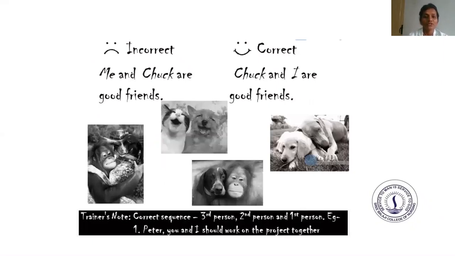Me and Chuck are good friends. This is wrong. Chuck and I are good friends is correct. Third person, second person, and first person. Example, Peter, you, and I should work on the project together. So this is the correct sequence: first the third person, then second person, last the first person. So me and Chuck are wrong. Chuck and I are good friends.